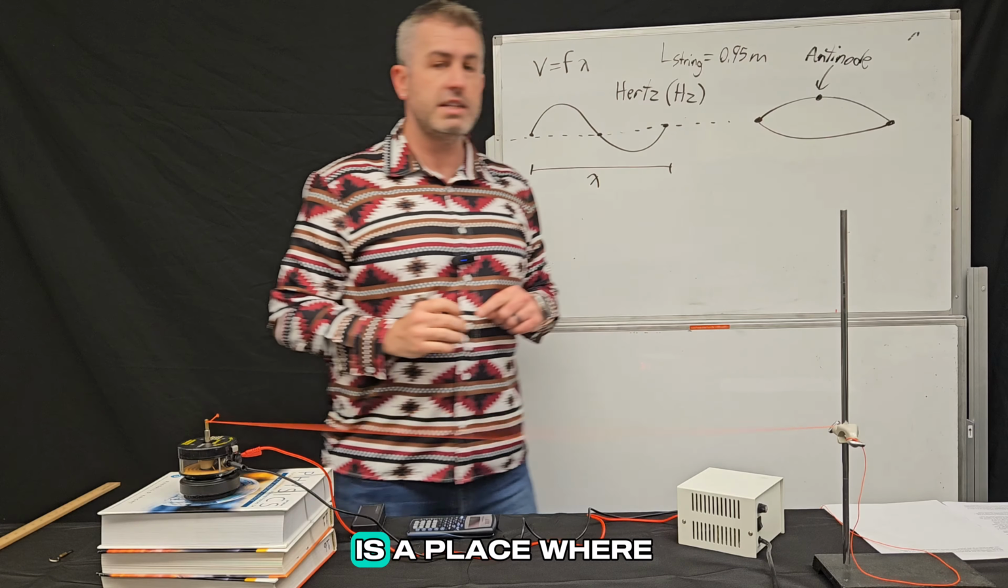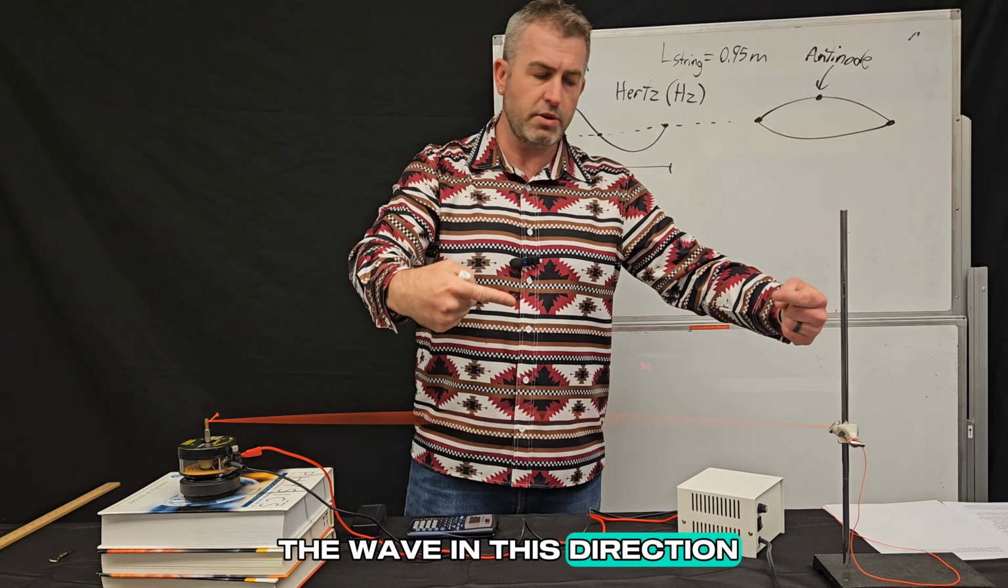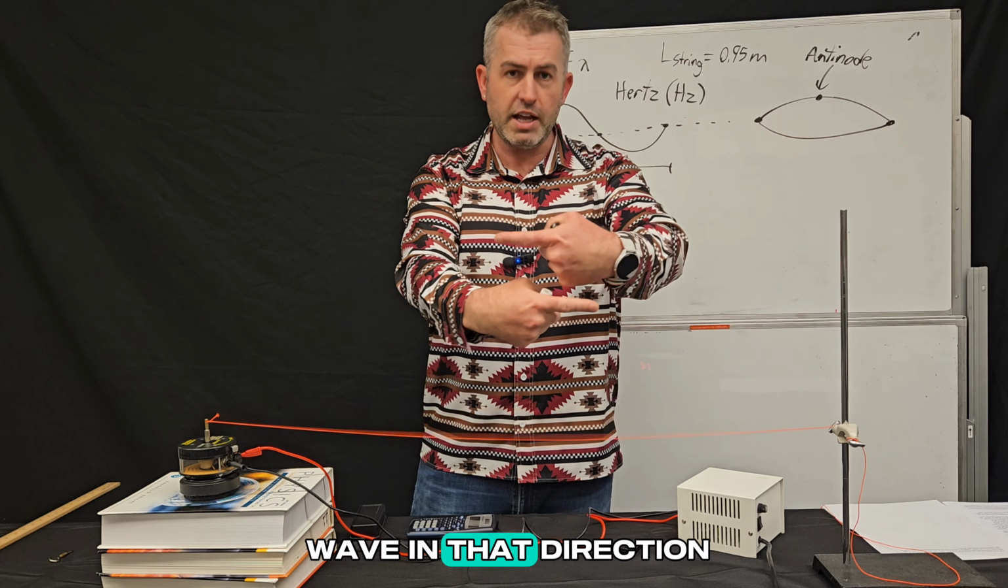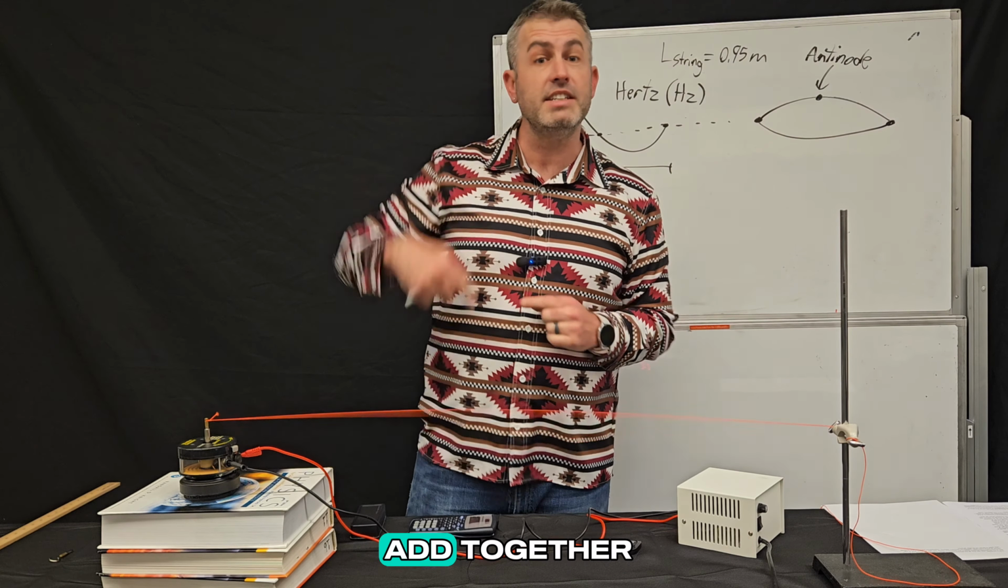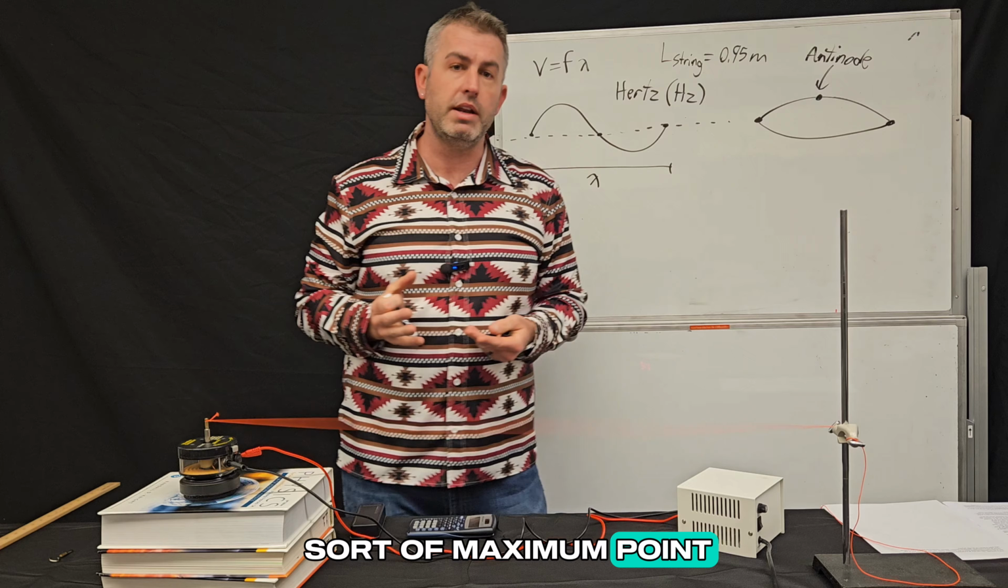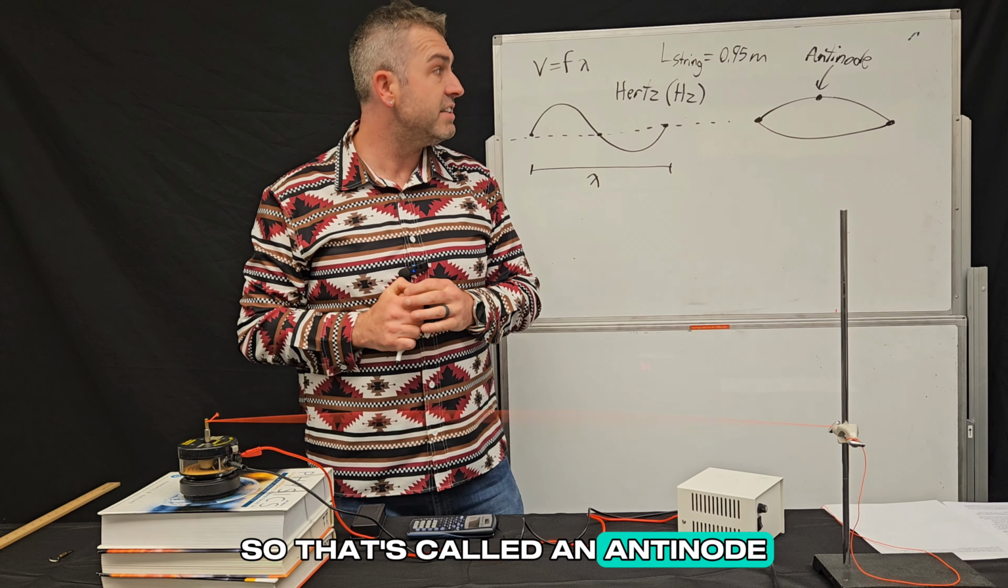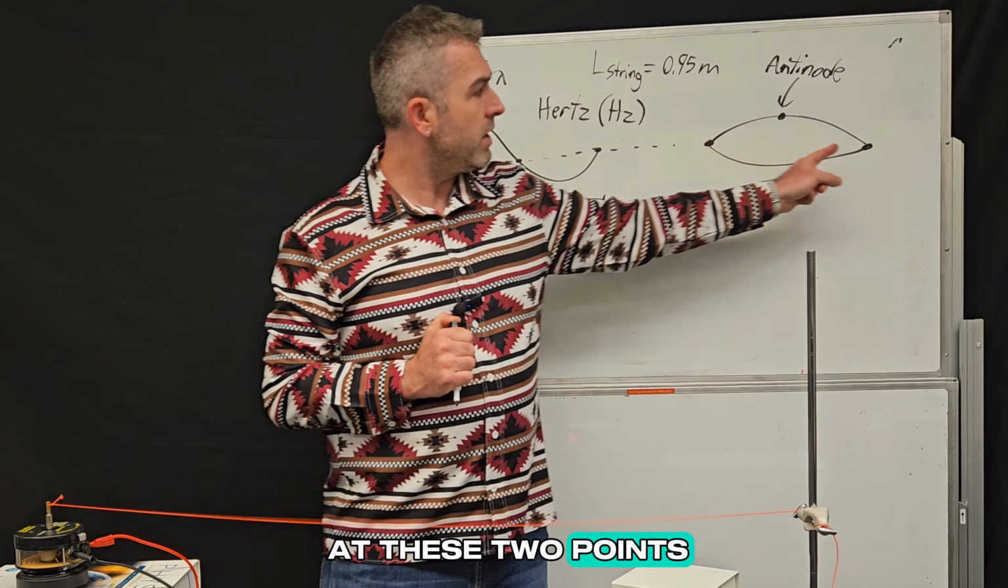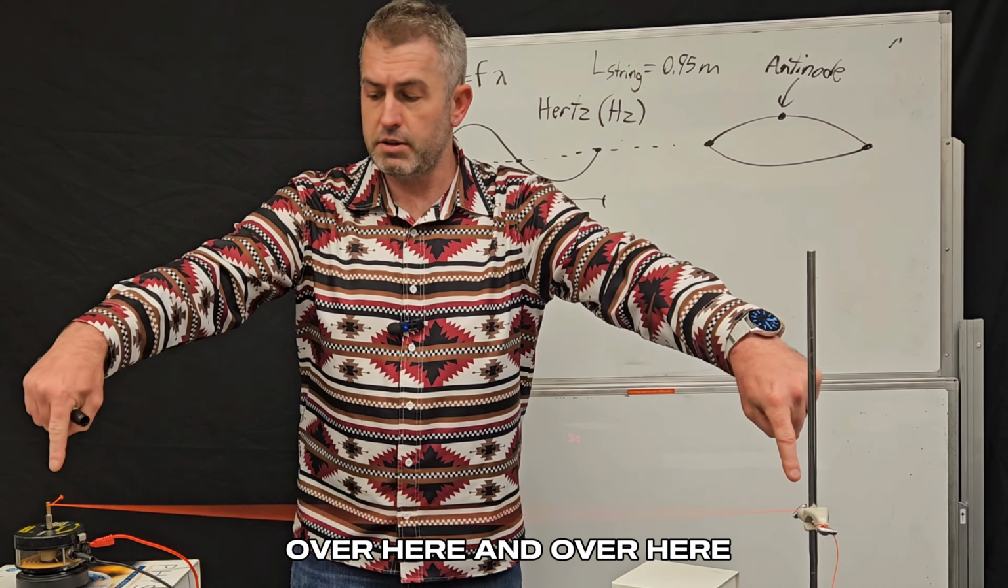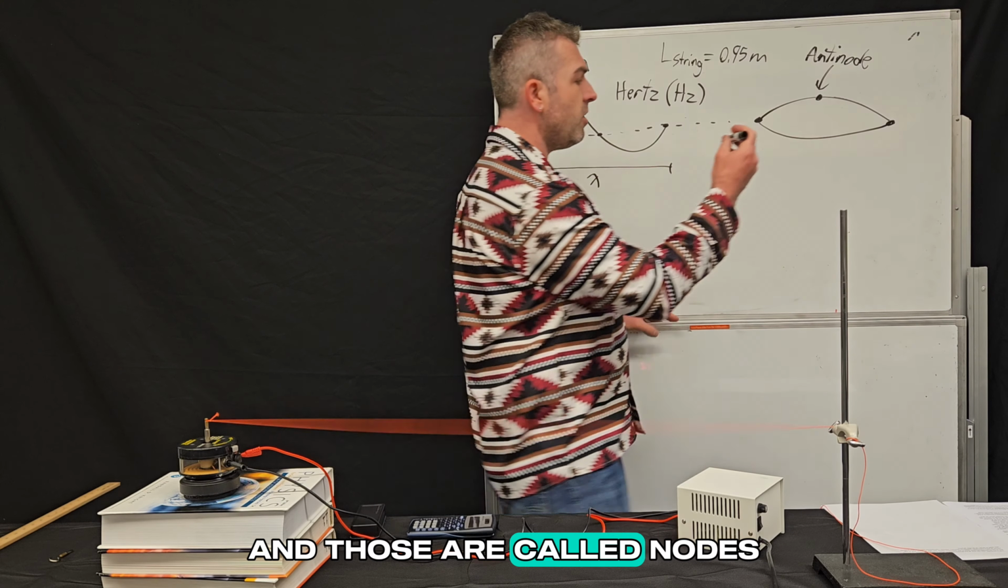So an antinode is a place where the wave in this direction is interfering with the wave in that direction, and their wave amplitudes add together and you get this sort of maximum point in the wave structure. Okay, so that's called an antinode. Now, if you look at these 2 points, that's basically the boundaries over here, and those are called nodes.